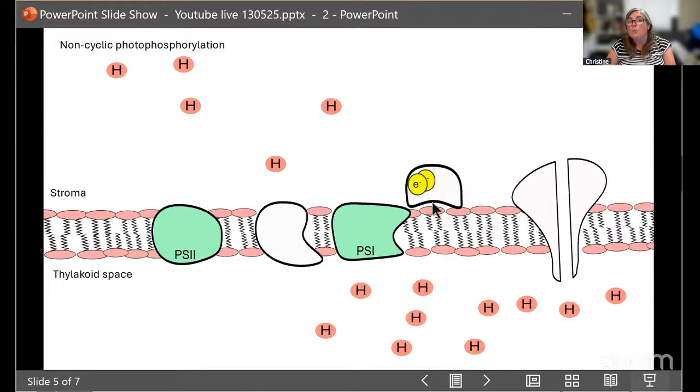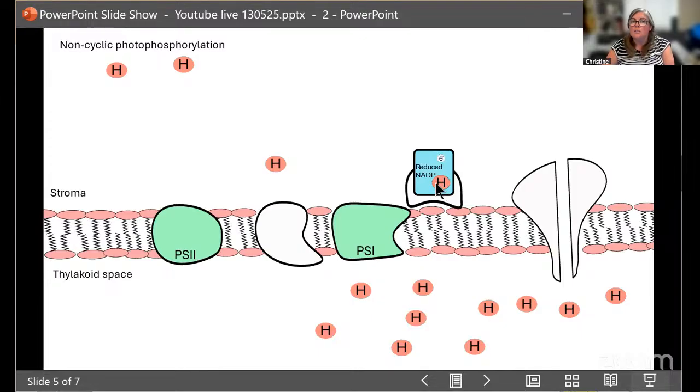This is a protein which is part of the electron transport chain, but it's also an enzyme. It is an NADP reductase, so it's an enzyme that is going to reduce NADP. So what's happened, going back, is those electrons that were donated from the reaction center are now going to be accepted along with hydrogen ions to form reduced NADP.